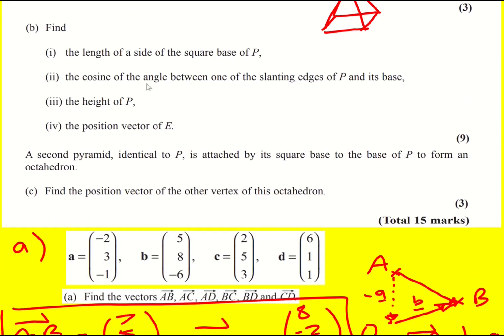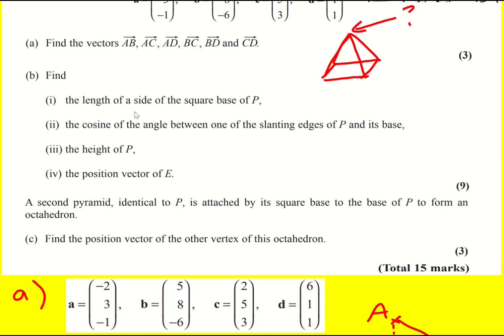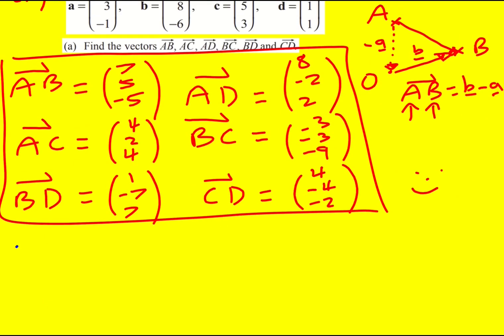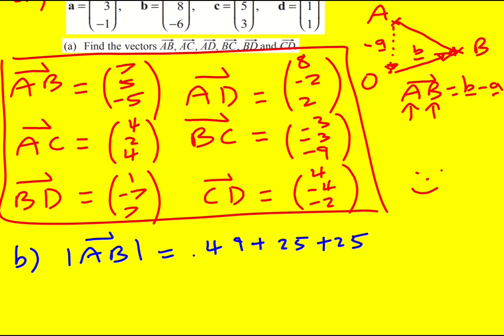In the second part of this question, we're asked to do lots of different things, including finding the length of a side of the square base of P. So at this point, we're going to need to find where all the points actually are. And we can do that by basically finding the lengths. That will allow us to figure it out. So I can use 3D Pythagoras here, and it's just doing lots of squaring and adding. So I get root 99.